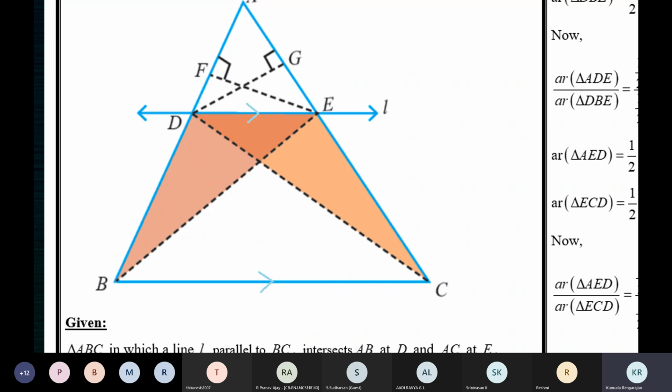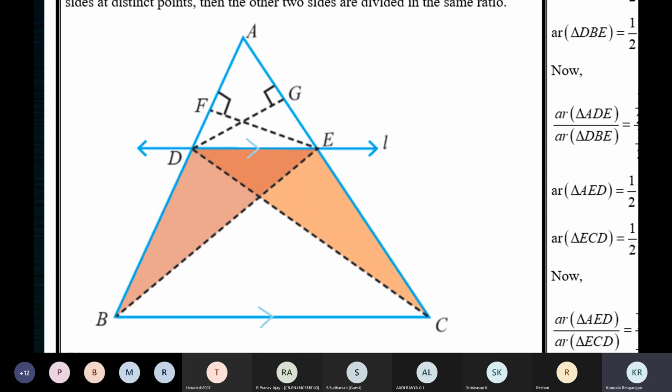So L is parallel to BC. Leave BC. Which are the other two sides of the triangle? AB and AC. So where does L meet AB? L meets AB at D. And L meets AC at E. L is the line parallel to the side BC of the triangle, and L meets the other two sides.